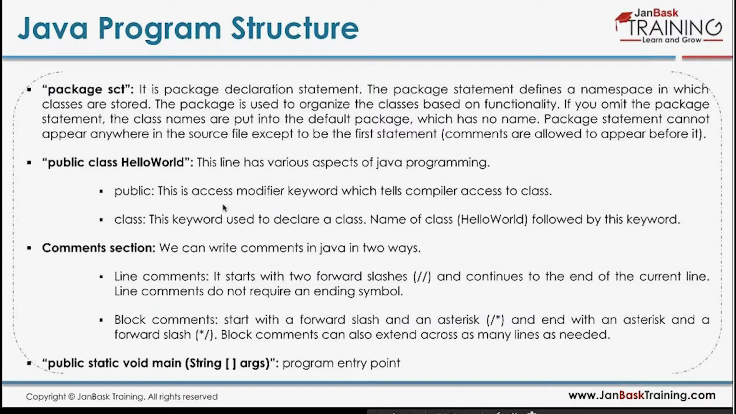So here we have the package declaration. We have got the public class HelloWorld. This line has various aspects of Java programming. First, it's public, so this is the access modifier. The class keyword is used to declare a class.